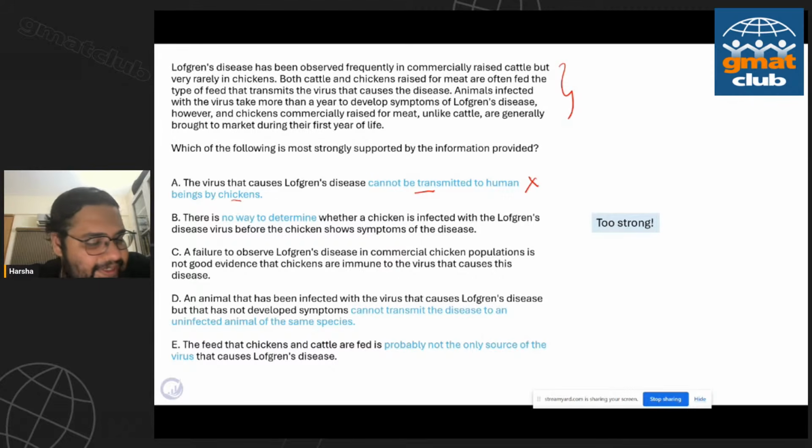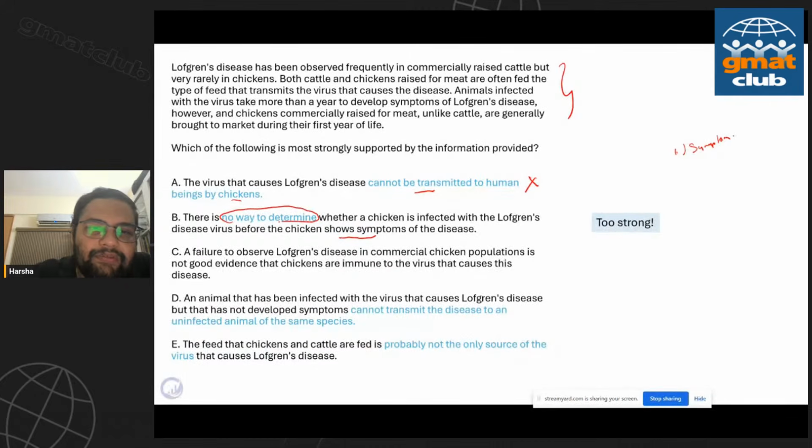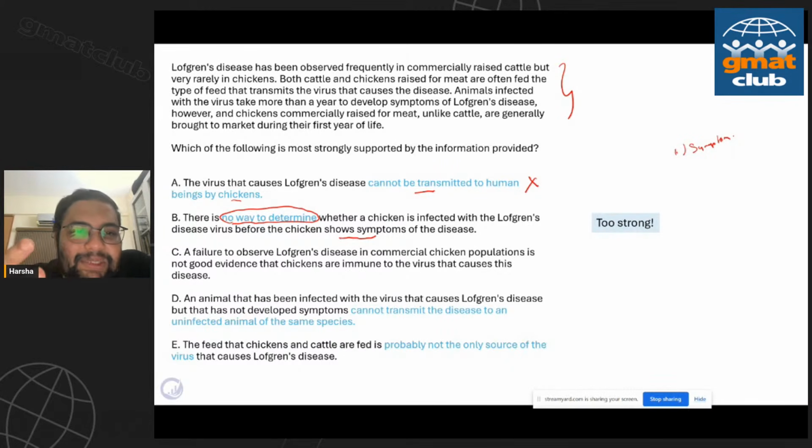So I'm happy to see that not many of you went for it. It says there's no way to determine whether a chicken is infected with this disease before the chicken shows symptoms. What I know from the passage is that the symptoms are not being observed because we are consuming them. It's going to market before a year. That doesn't mean there is no way to determine. For instance, you could perhaps just do a blood test and you will figure out that the chicken is infected, even if you have not yet seen the symptoms, right? So I didn't see people go for B, but I hope this is clear. This is kind of the trap choice.